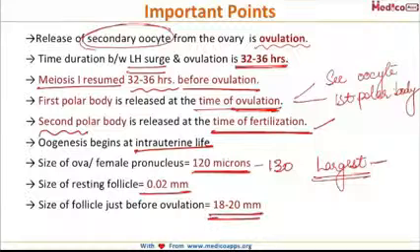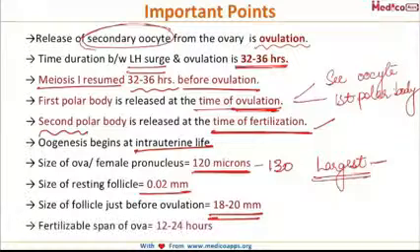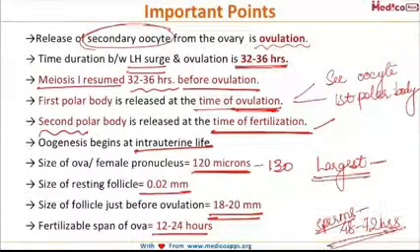And one more very important question. What is the fertilizable span of the ova? For how long can an ovum, when released, be fertilized? The answer is 12 to 24 hours. And here in contrast, I'll tell you the time period for which a sperm can fertilize the ova, and that was 48 to 72 hours. Now a few points regarding the timeline.